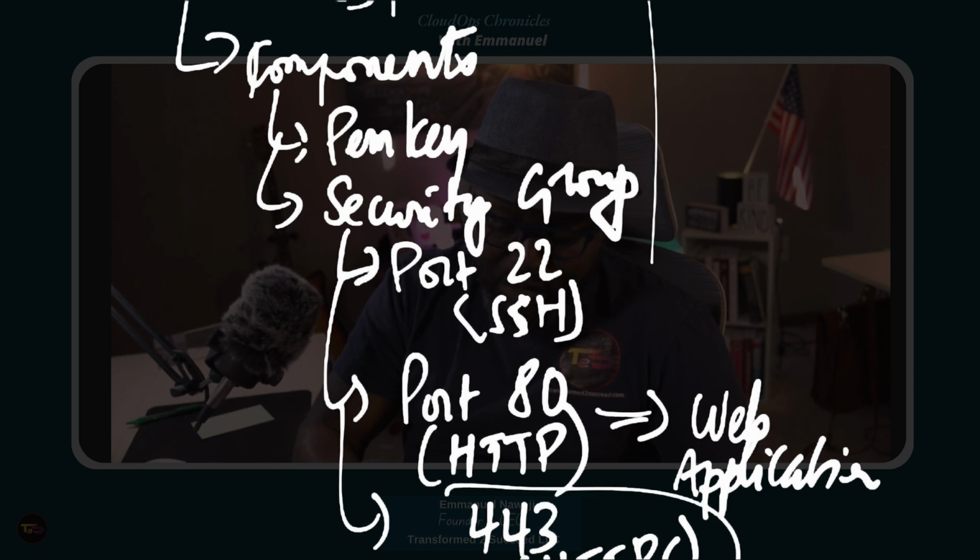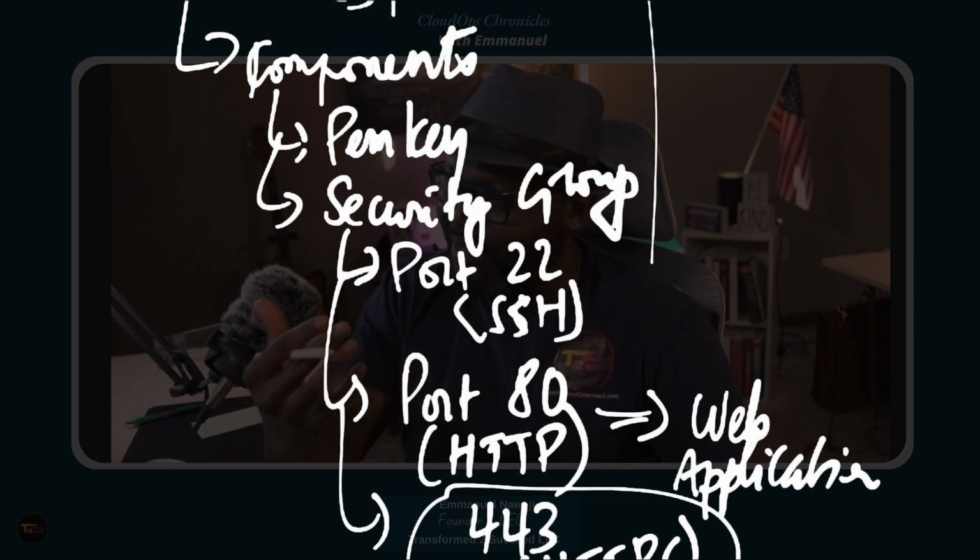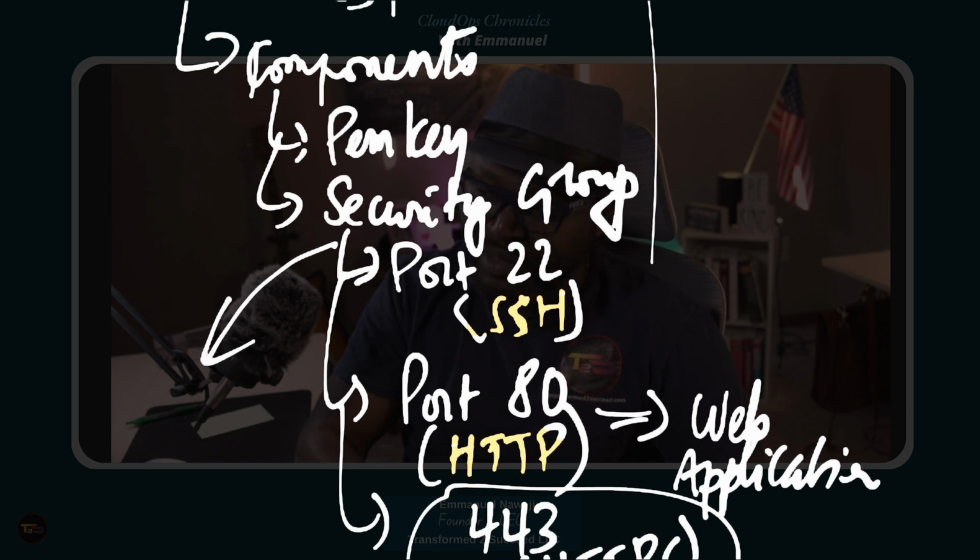So this one is more secure. But for practicing, let's say internally, like testing a project, a web application, you may just need this. And that's what we're doing. SSH, you're gonna need this. And of course, you're gonna have to specify part of the security group.